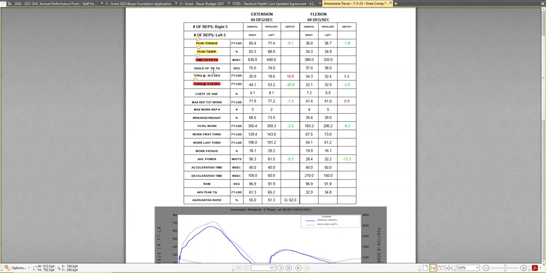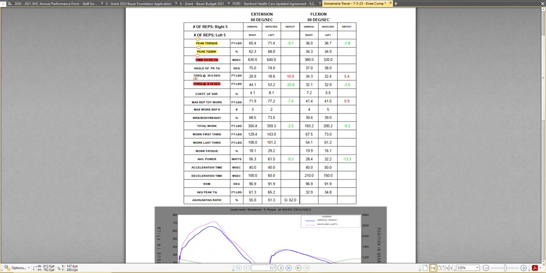Angle of peak torque is noteworthy. This is the knee angle at which they achieve their peak. And you can see for this individual, regardless of knee extension or knee flexion, they're about the same.